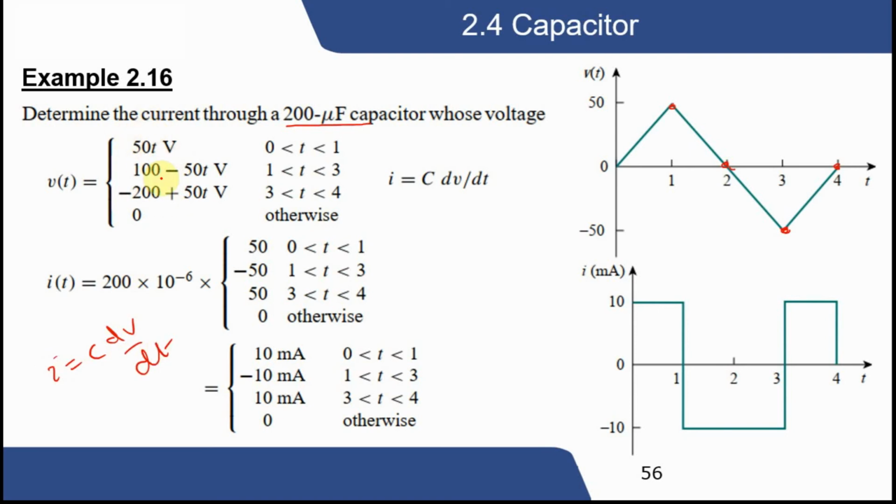So 50, and when we differentiate this one, this is constant. This becomes minus 50. When we differentiate this one, this becomes positive 50. This is 0. So this is 50, this is minus 50, this is 50. And we have the capacitance, which is constant across the outside, 200 microfarad.